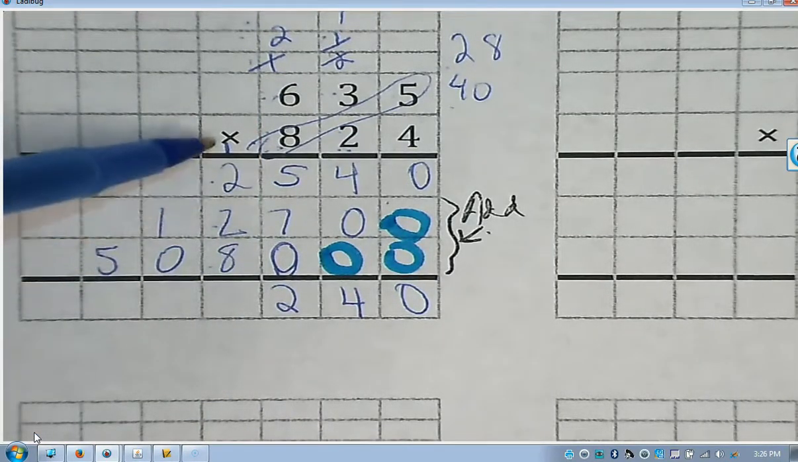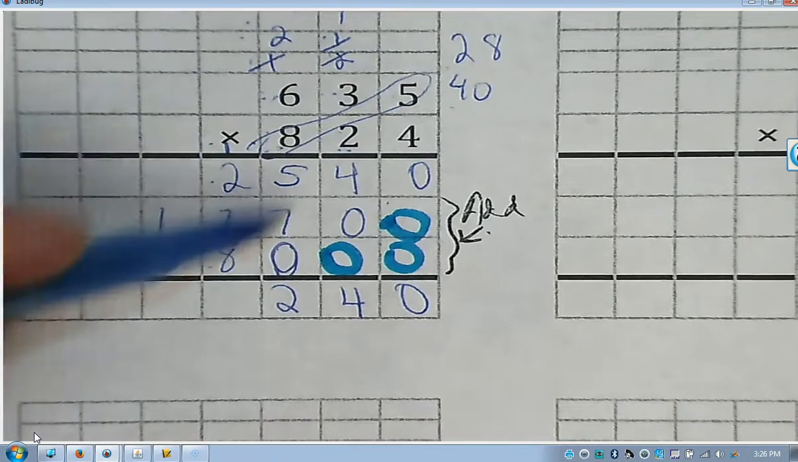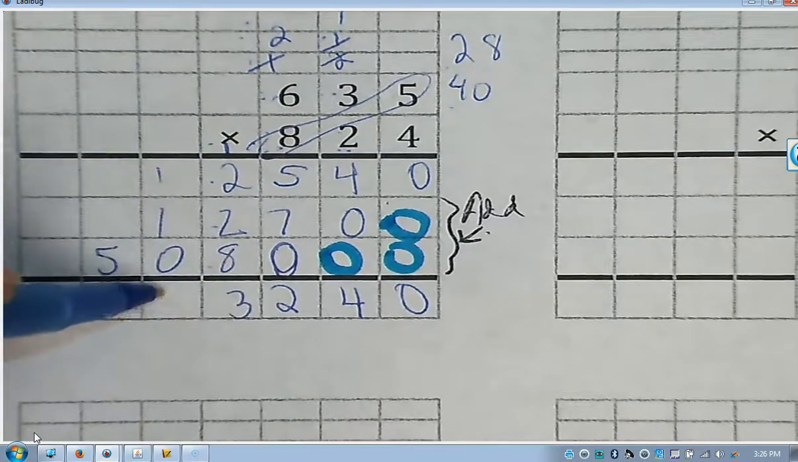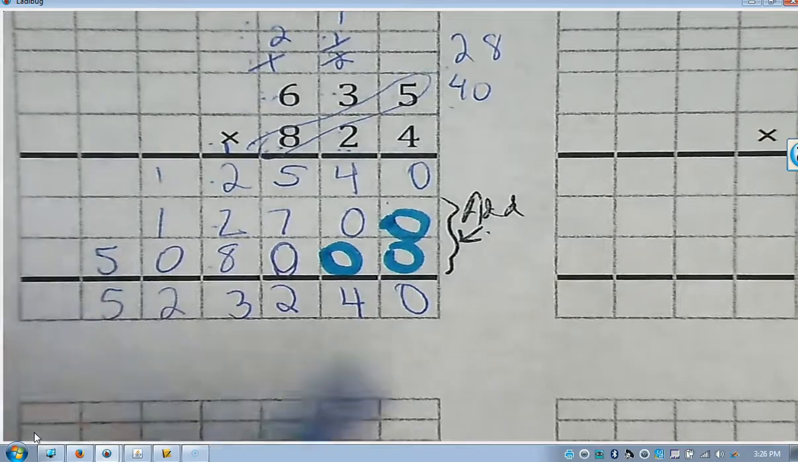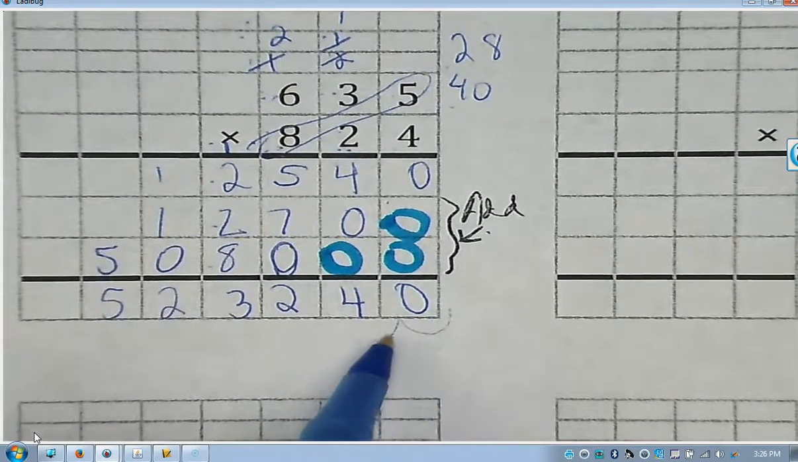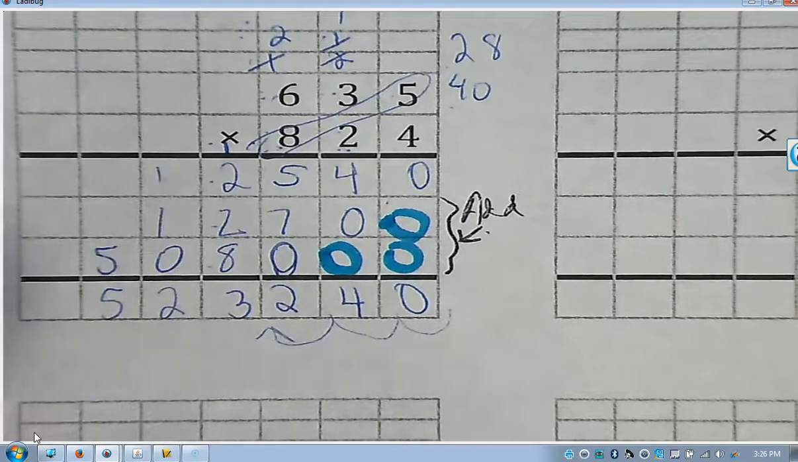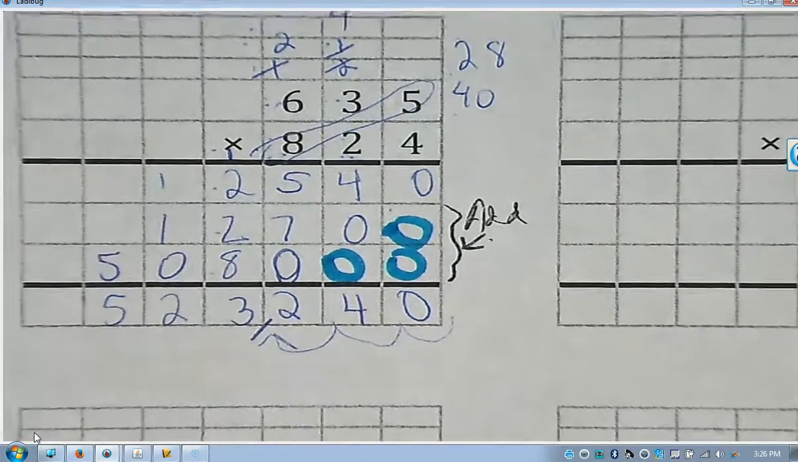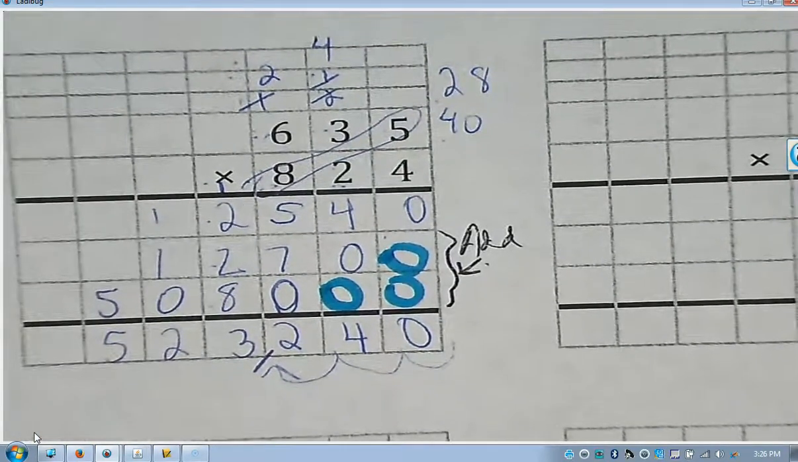10, 12, 13. Comma goes 3 from the right. 523,640, or 240.